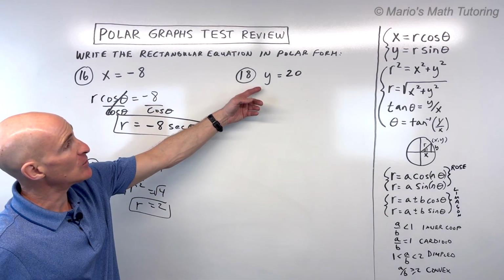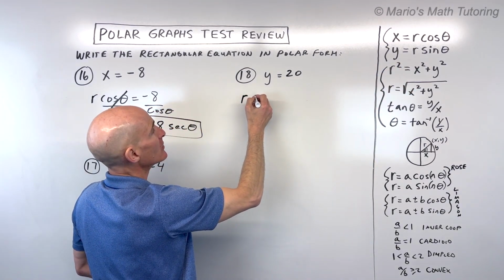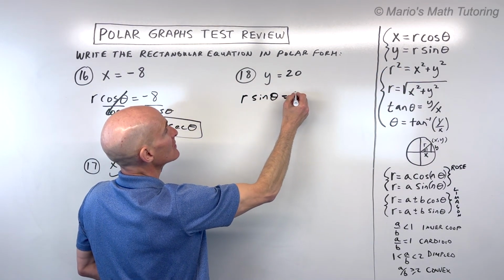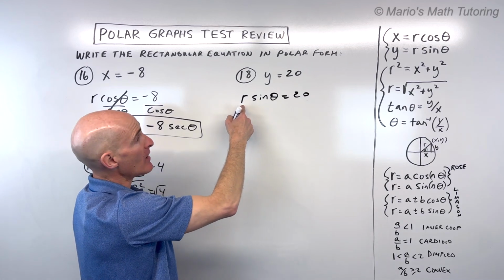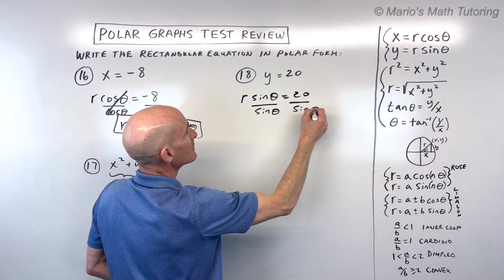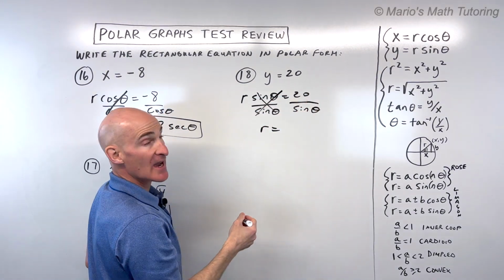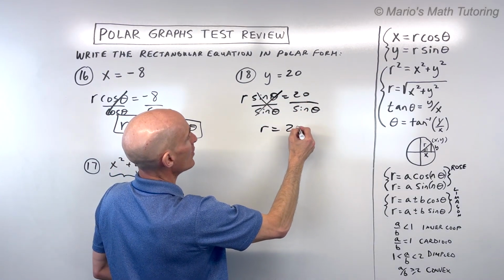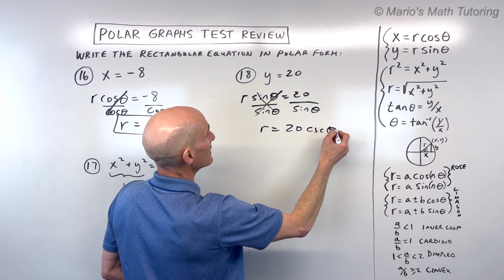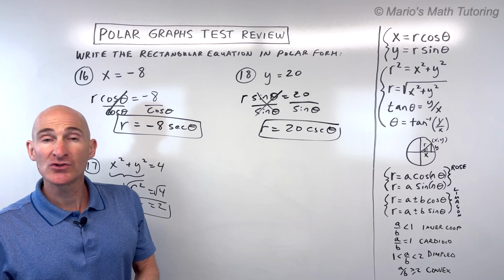For number 18, y equals 20. Well, we know y equals r sine theta. So let's go ahead and make that substitution. Again, if we can, we try to get r by itself. So let's divide both sides by sine theta. And we know the reciprocal of sine, or 1 over sine, is cosecant. So this is going to be r equals 20 cosecant theta. Let me erase the whiteboard. Let's do the next group of problems.